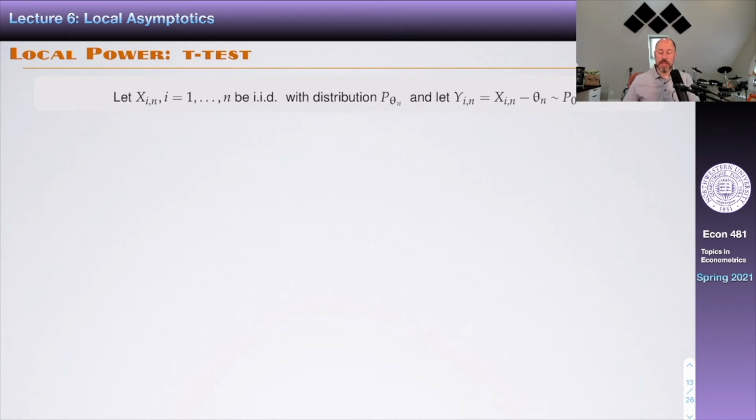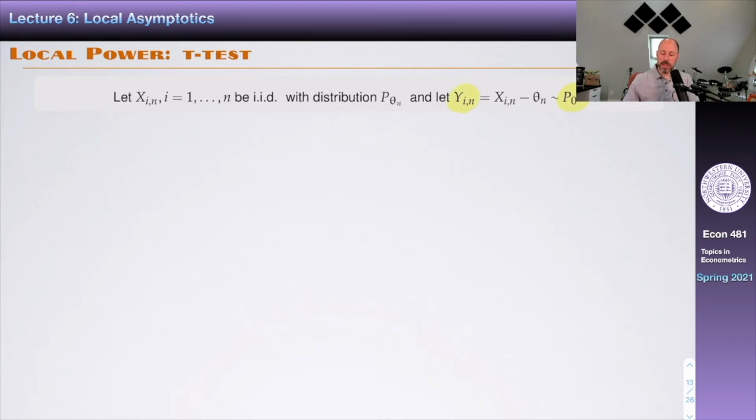Let's start with the t-test. Well, the t-test is always very simple. So that's the cool feature of working with the t-test. Now, what we have is that X is IID with distribution P theta n. Notice how the distribution now changes with n. And we are using this trick where Y, which is X_i,n minus theta n, has distribution P0. This is great. This makes the t-test really easy to evaluate because regardless of whether you have this distribution that is changing with n, Y_n has the same distribution for all n.